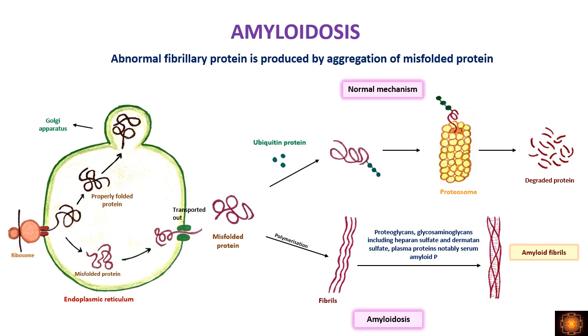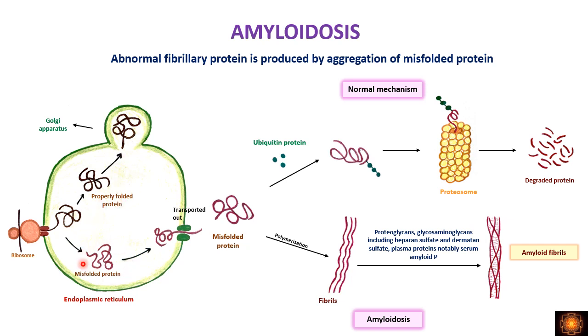So as I told you, amyloid fibrillar protein is because of the aggregation of misfolded protein. So let's see how the normal mechanism of the body removes this misfolded protein. Normally the proteins are produced by the ribosomes when they come in contact with the endoplasmic reticulum, and the proteins which are produced will be folded, and with the help of the chaperones they will be directed towards the organelles where they are required, or they will be transported to the Golgi apparatus. This is when the protein is properly folded.